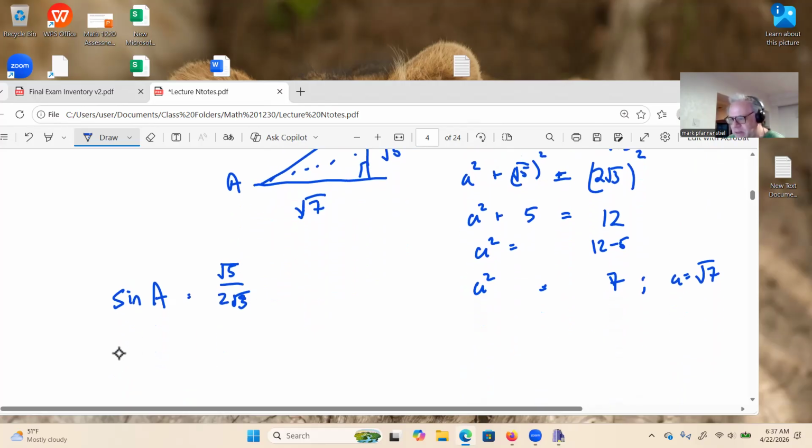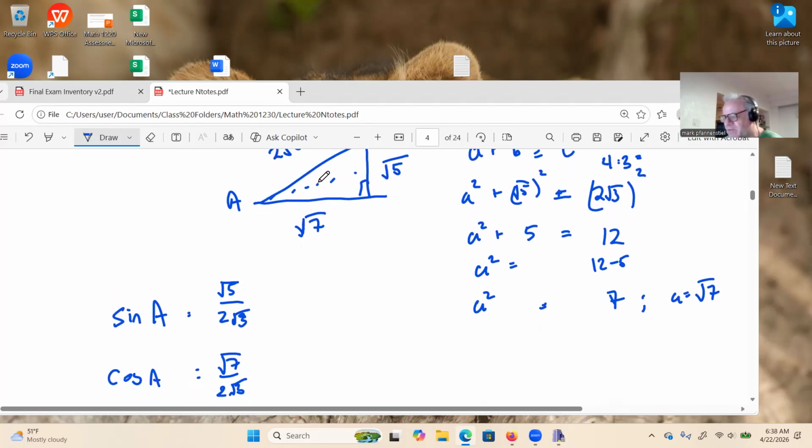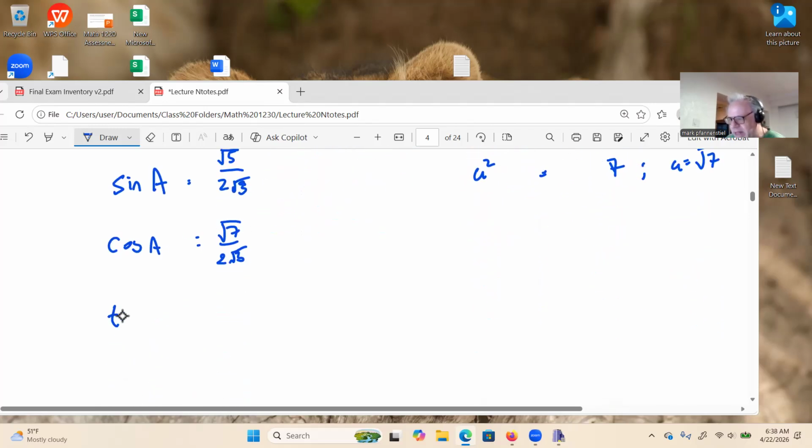Cosine is going to be the square root of 7 over the hypotenuse, which is going to be 2 root 3. And then we finally have the tangent, which is going to be square root of 5 over square root of 7. So tangent of A, opposite over adjacent, is equal to the square root of 5 divided by the square root of 7.